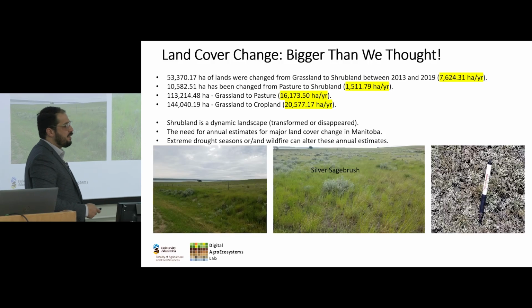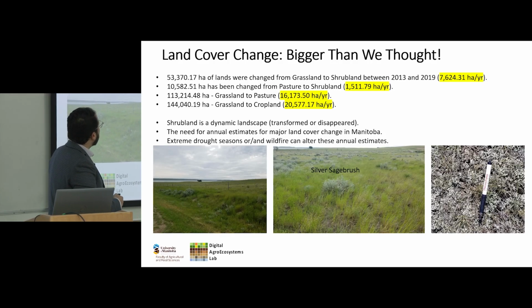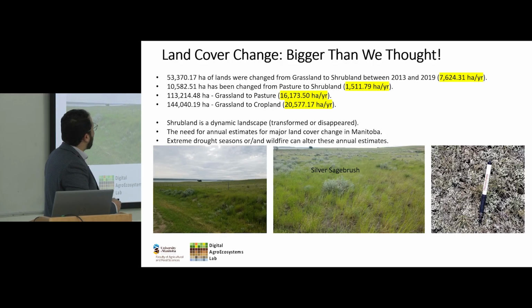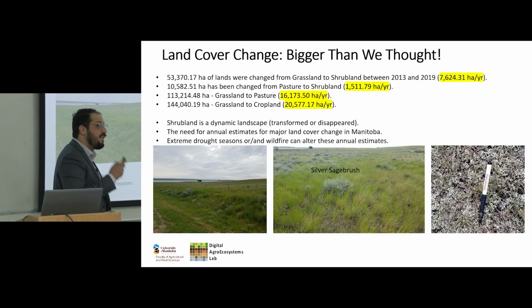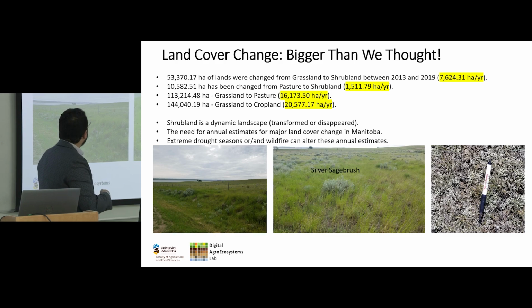The problem is even bigger than this. We noticed that there is an annual change from grassland to shrubland of more than 7,000 hectares per year. Forget about pasture to shrubland, because it's slow, as someone is trying to steward this landscape. But you could look at grassland to pasture, and then you see more than 16,000 hectares per year are changing to that.